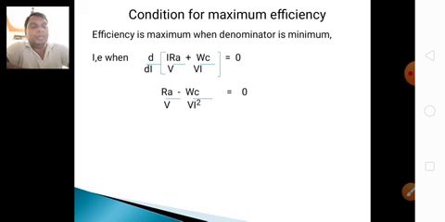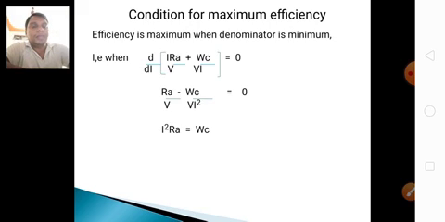Same like that, the derivative of 1 by x is minus 1 by x square. So RA by V minus WC by V I square. Here V is common and gets cancelled. So I square RA equals WC. What is I square RA? I square RA is the armature copper loss.